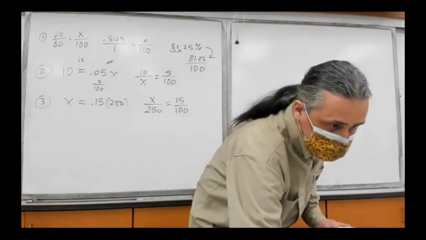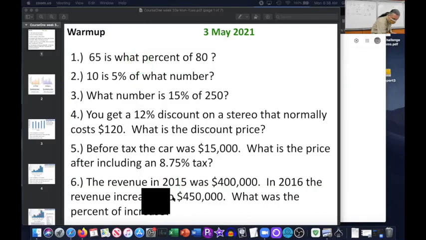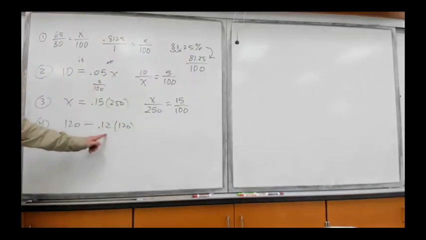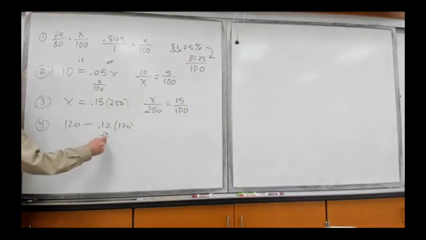All right, so now we've got the next two problems, and the next two problems, including the sixth one, are percentage increases and decreases. When we do number 4, you get a 12% discount. So that means we're going to get a 12% decrease off of the normal price of 120. So 120, and then we take away 12% of 120. Okay, so this is how you could set that up. And remember, this comes from a percentage.